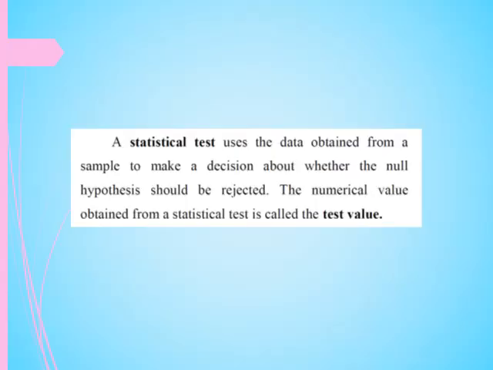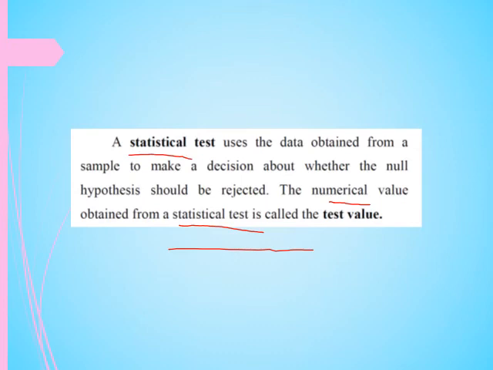Now, let's move to another very important definition, which is a statistical test. The statistical test uses the data obtained from a sample to make a decision about whether the null hypothesis should be rejected. And the numerical value obtained from a statistical test is called a test value. So we have two main definitions in this part, which are the statistical test and the test value. Please pay attention to the difference between the statistical test and the test value. It may be a question for you: what is the test value? The test value is a numerical value that's obtained from a statistical test. I mean the rule that we have for each test.